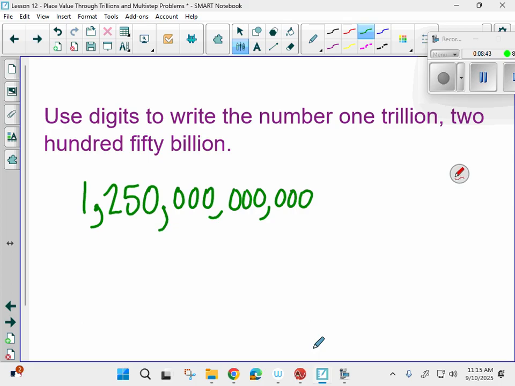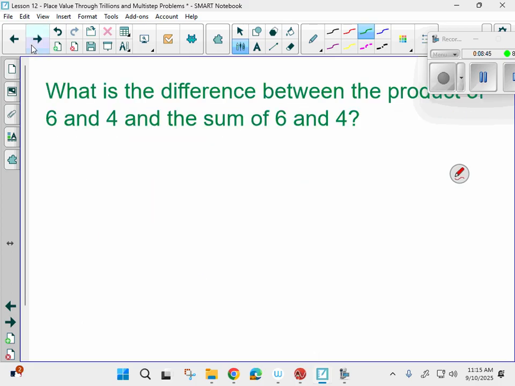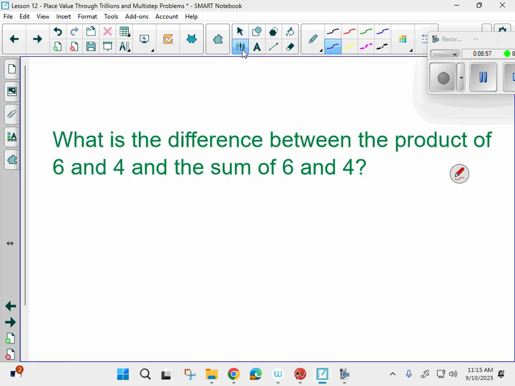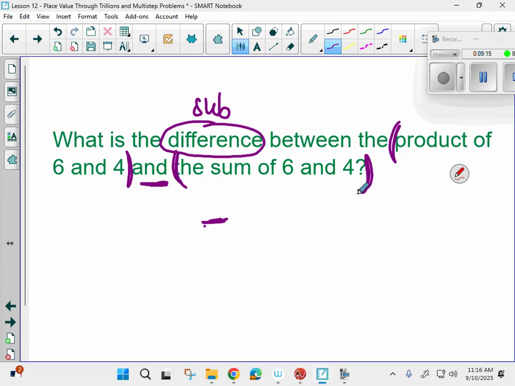All right, what is the difference between the product of 6 and 4 and the sum of 6 and 4? So they're throwing in multi-step word problems, okay? We got to remember what all our words mean. So difference means what? Subtract. The difference between these two things. So I'm actually subtracting this part here, and then where the word and is, this part here. Those are the two things I'm subtracting, which is kind of weird, all right? So I'm subtracting the product of 6 and 4.